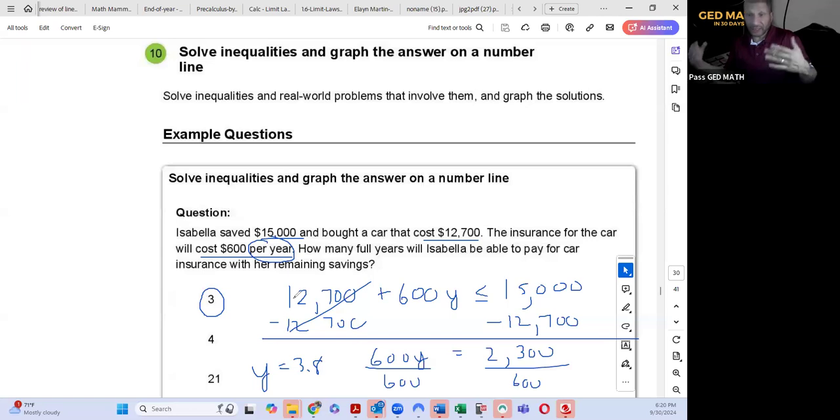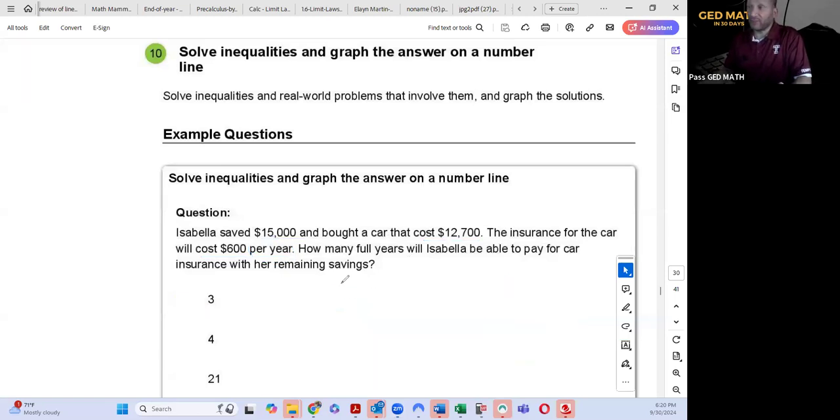Now, is this an inequality? Yes. To me, I wouldn't solve it that way, or I wouldn't set it up this way. What I would do is say, okay, I'm going to do this the common sense way. If I started with 15,000 and I spent 12,700, I'm just going to subtract. So I know how much money I have left, which is 2,300. I got $2,300 left. If I know I'm spending $600 a year, I just need to divide that by 600. 2,300 divided by 600. Do you still get the 3.8?